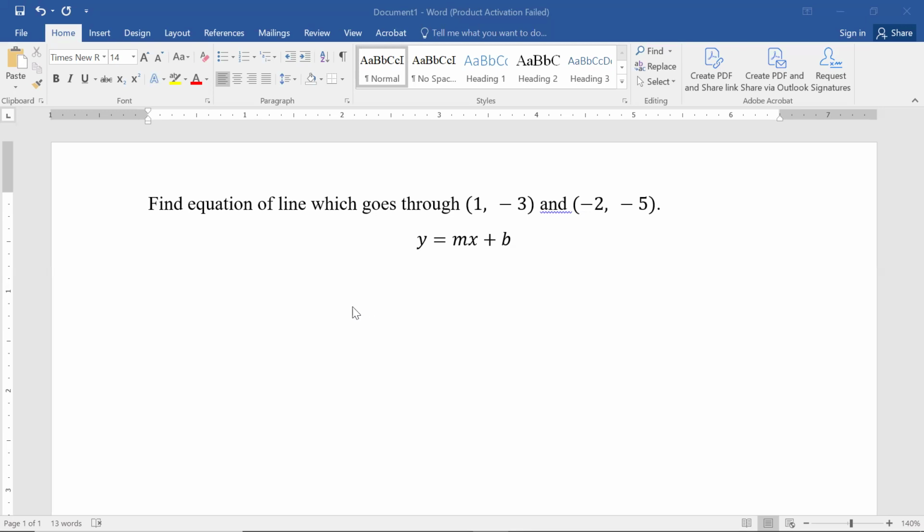All right, let me do this problem. Finding the equation of a line which goes through the points 1, -3, and -2, -5. So we want y equals mx plus b. We want that slope-intercept form.